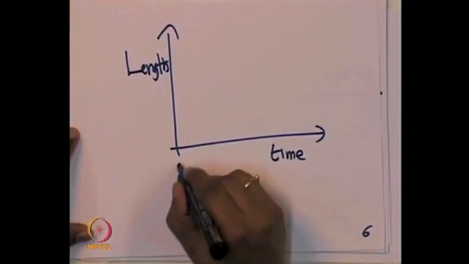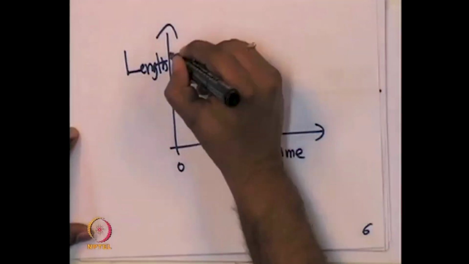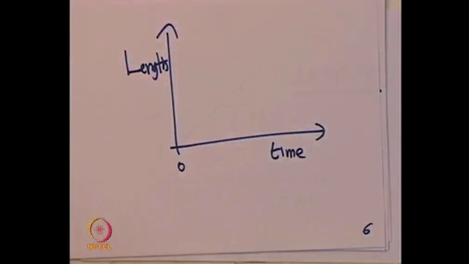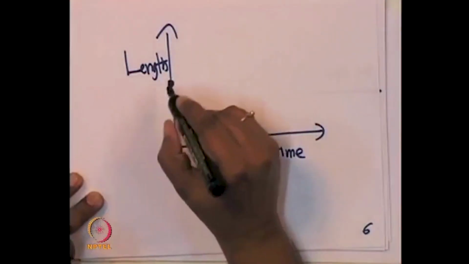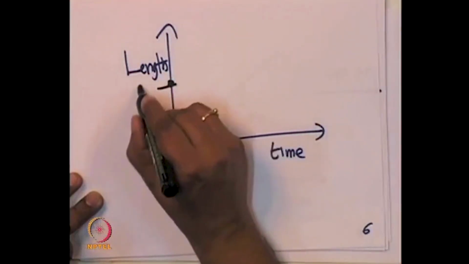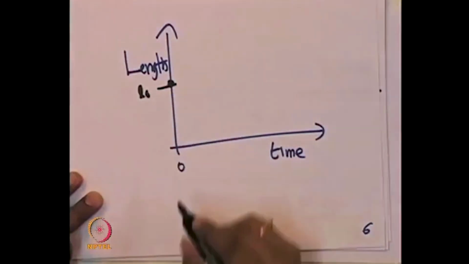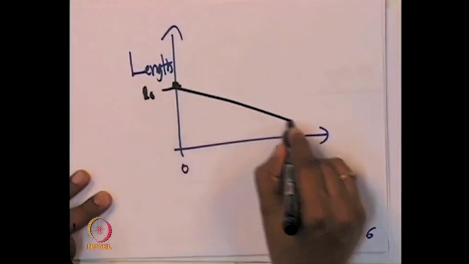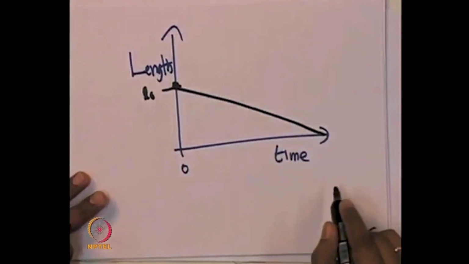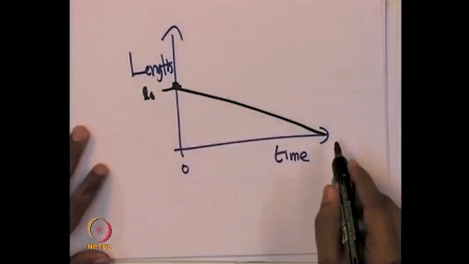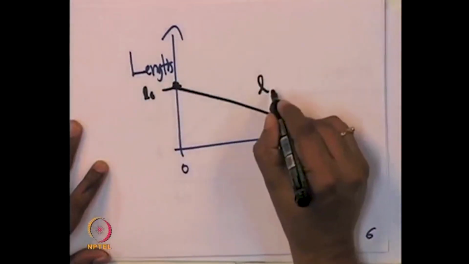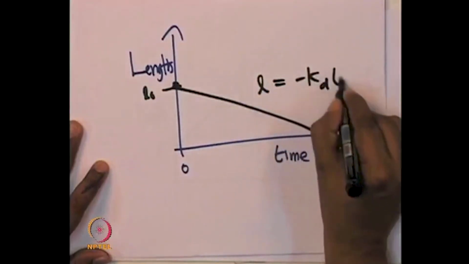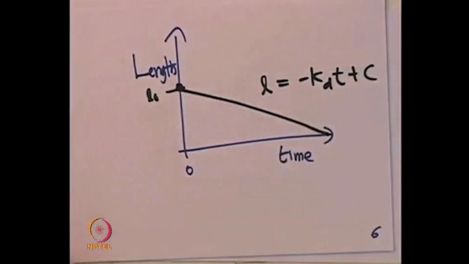So at t equal to 0, we have some initial length which is L0. Let me mark this initial length as L0. So this is our L0, and as the time goes, it decreases. It decreases like a straight line. So L is equal to minus k dt plus a constant.